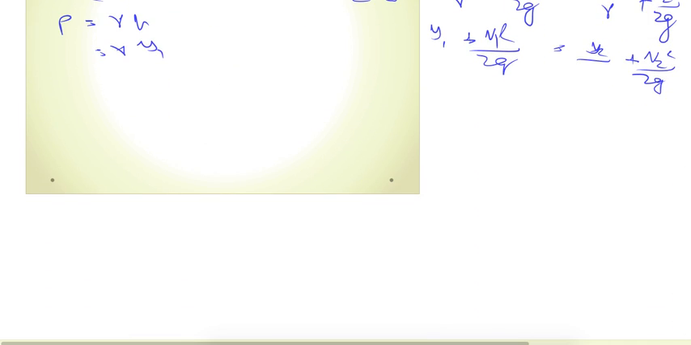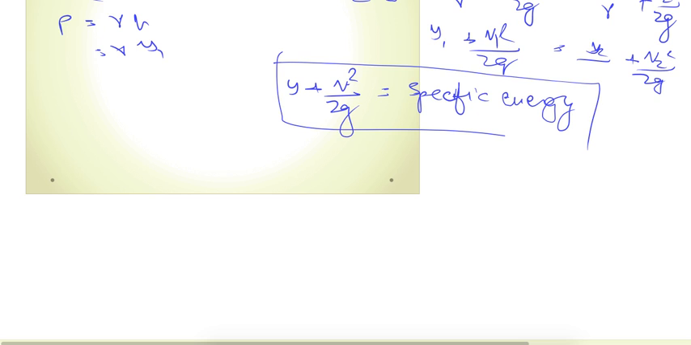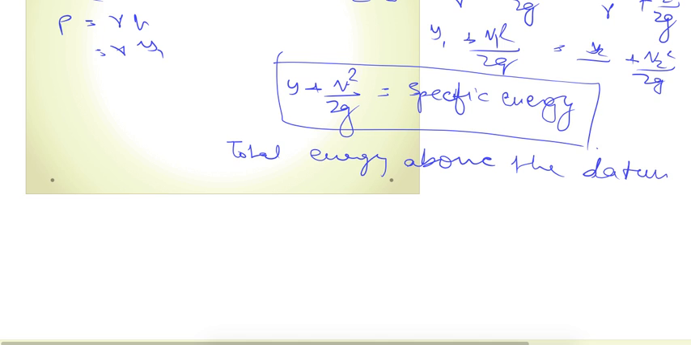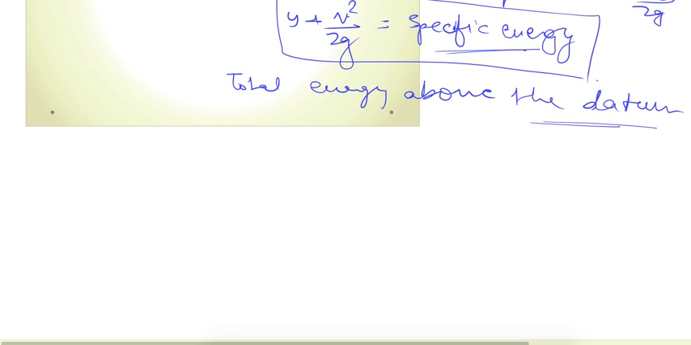Here the term y plus V square upon 2g is known as the specific energy, which is the total energy above the datum. So we are removing the datum head from here, and whatever is remaining is called specific energy. In the next video we will do the uniform flow.